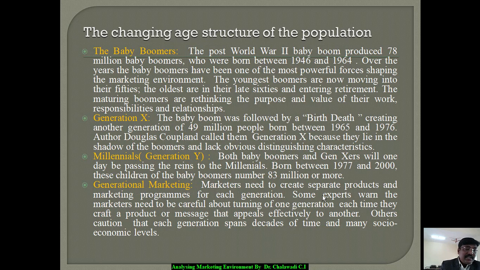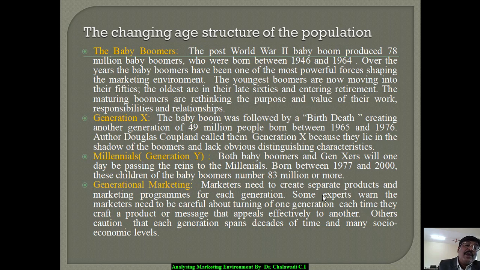And generation X is the next point. The baby boom was followed by a birth dearth, creating another generation, that is generation X, right? Generation X is the 49 million people born between 1965 and 1976. The author Douglas Coupland called them generation X because they lie in the shadow of the boomers and lack obvious distinguishing characteristics, right? So this is the concept.